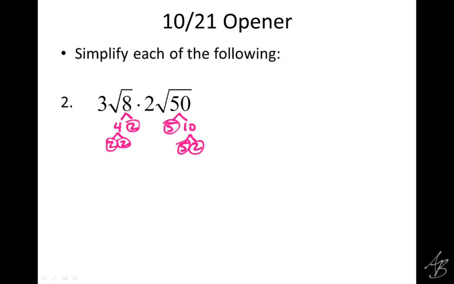Okay, we're going to rewrite it, and we're going to multiply the 3 times 2. So we're going to multiply those coefficients and get 6. And then when we're multiplying, we can put everything into one big square root. So in that square root, we're going to have all the factors for the 8 and all the factors for the 50. So we're going to have, looks like 4 2s and 2 5s. Does that sound right?